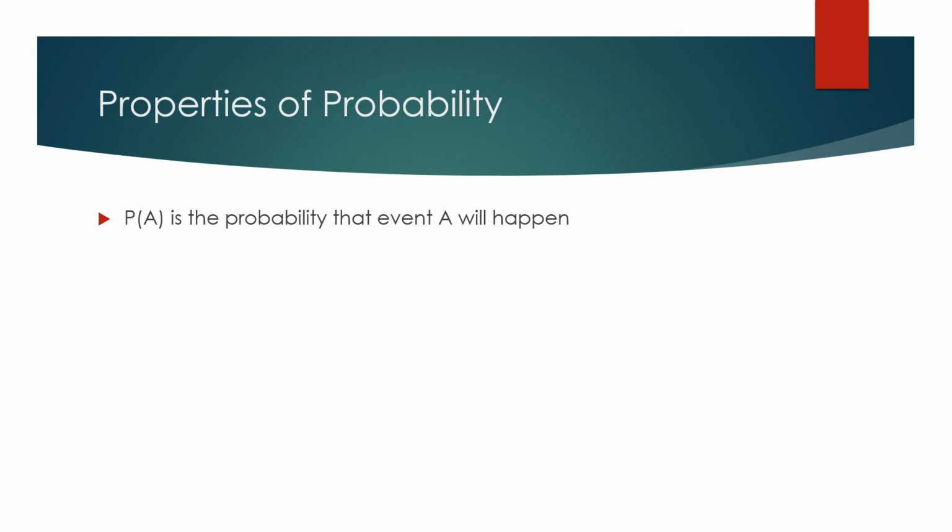So P of A is the probability that event A will happen. So A could be the probability that it will rain tomorrow. It could be the probability that you pass your statistics test.